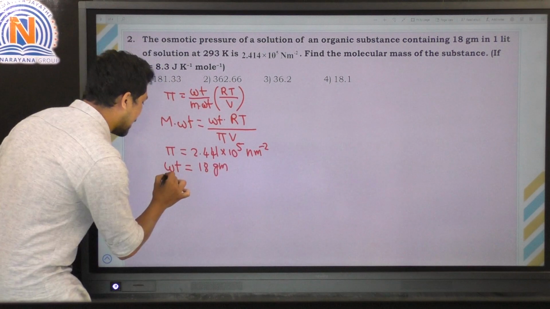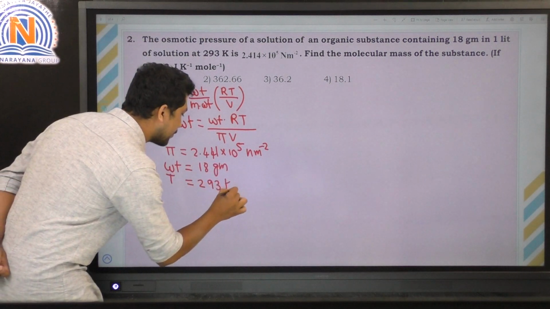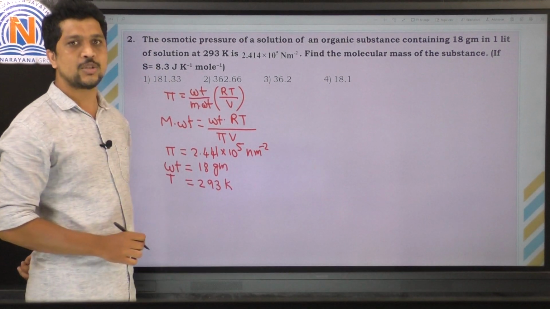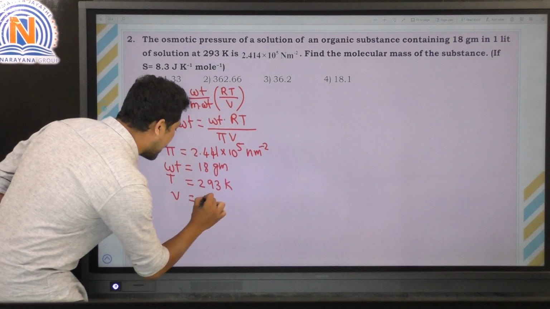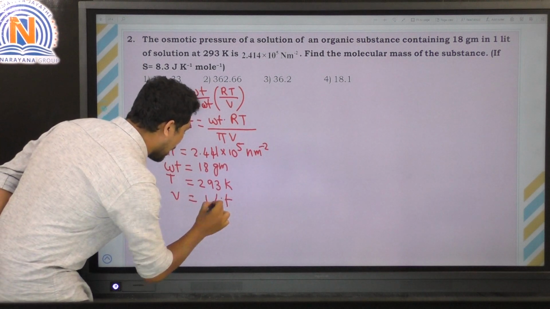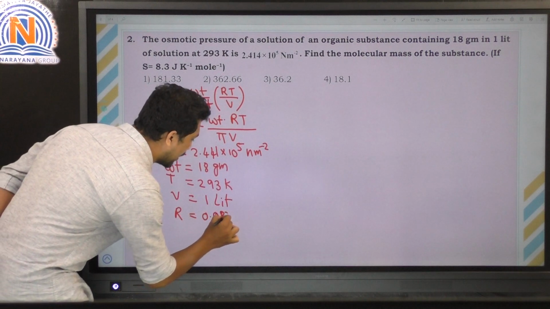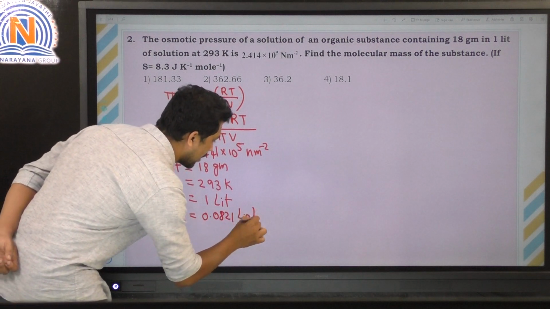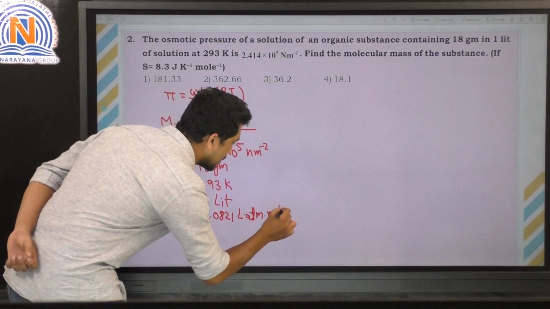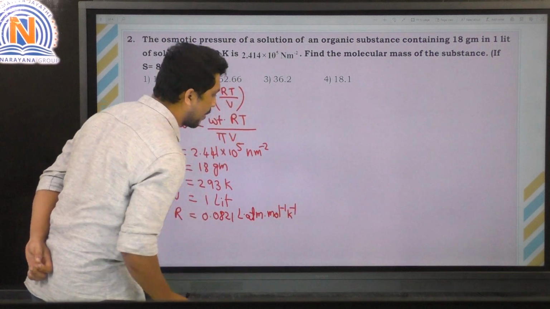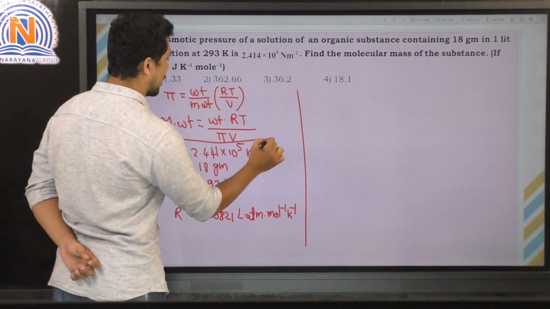18 grams. And temperature they have given 293 Kelvin, and volume is 1 liter, and R is the gas constant, that is 0.0821 liter atmosphere mole inverse Kelvin inverse, right? If you substitute all these values in this formula, we will get the answer.